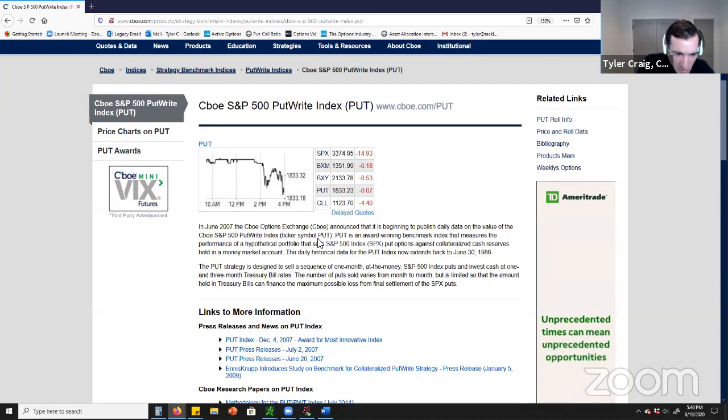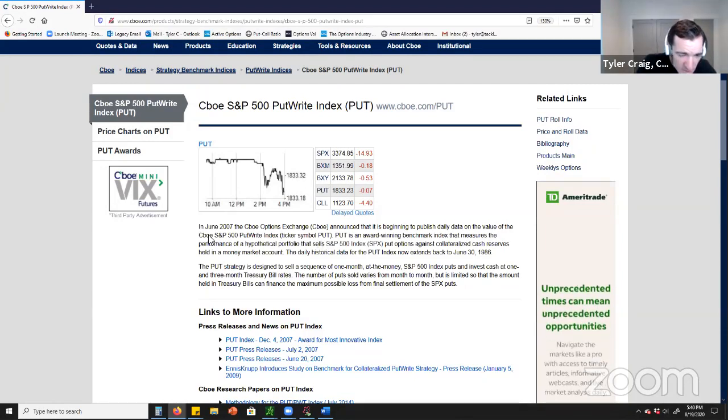And if we look here, CBOE S&P 500 PutWrite Index. A put write is another name for a short put or a naked put. It is an award-winning benchmark index that measures the performance of a hypothetical portfolio that sells S&P 500 index put options against collateralized cash reserves held in a money market account. Okay. So it's selling puts. And it goes all the way back to 1986.